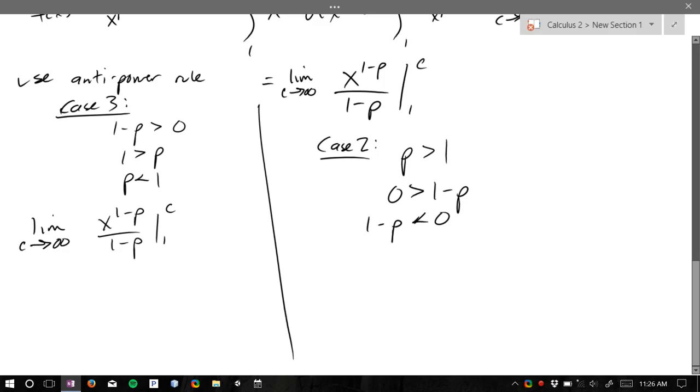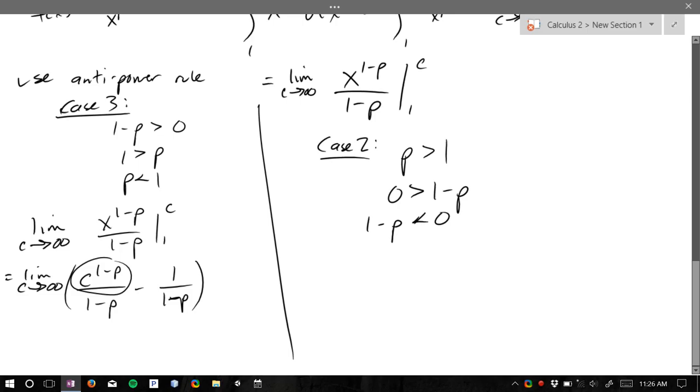So let's finish up case 3 here. So you have c to the 1 minus p divided by 1 minus p, minus 1 divided by 1 minus p. All right, 1 over 1 minus p is a number, so I don't care really what's happening with that number. That's going to stay about where it is. What about this first limit right here? C to the 1 minus p power. That's all I really care about. That divided by 1 minus p is just another number.